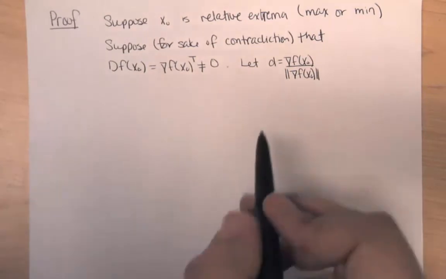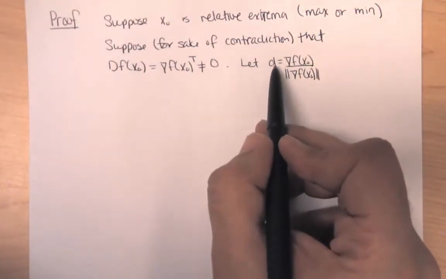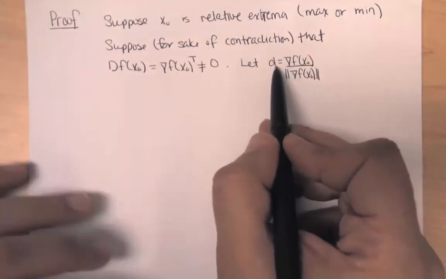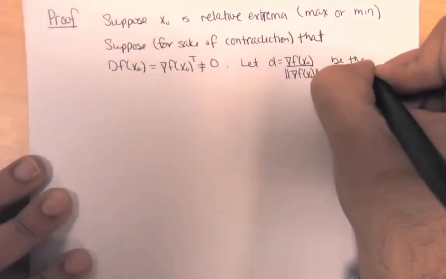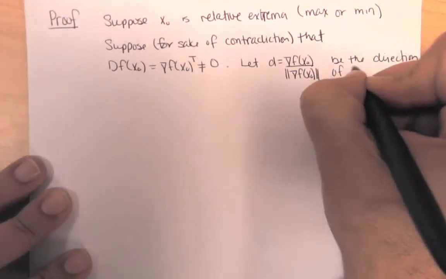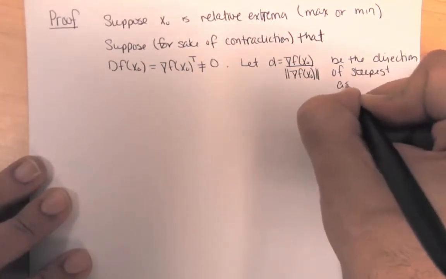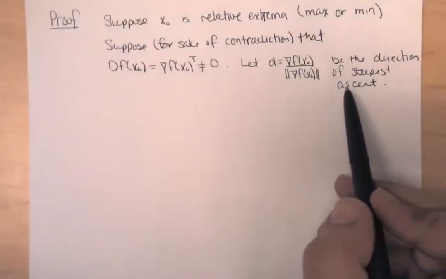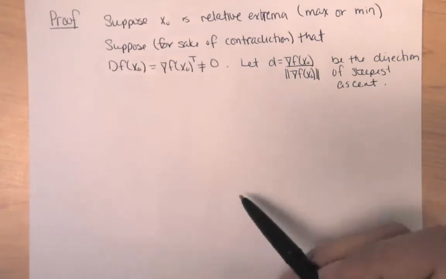My idea is to show that if x follows in a positive d direction, I'll increase, and if it goes in a negative d direction, I'll decrease. Why do I think that's going to happen? Well, remember that d is the direction of steepest ascent. By the way, because of continuity, that necessarily means that negative d is the direction of steepest descent.